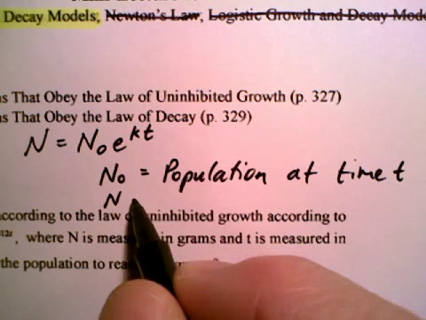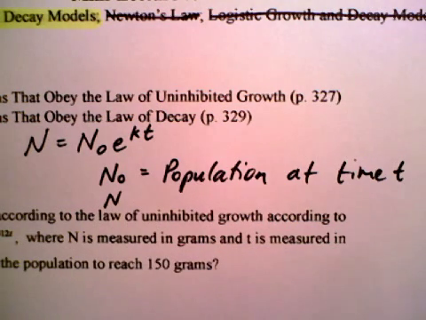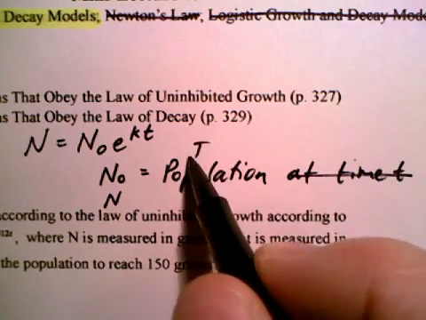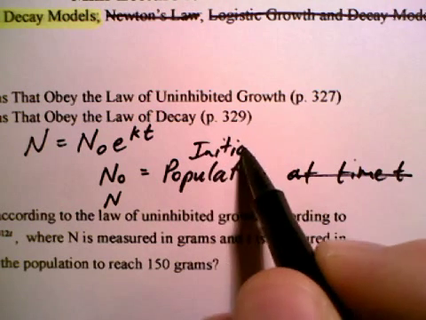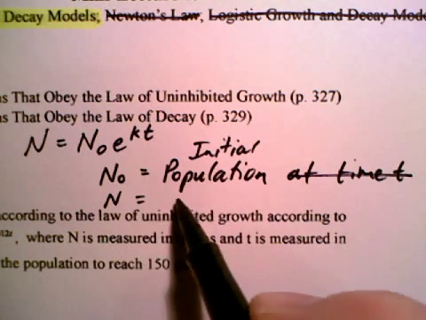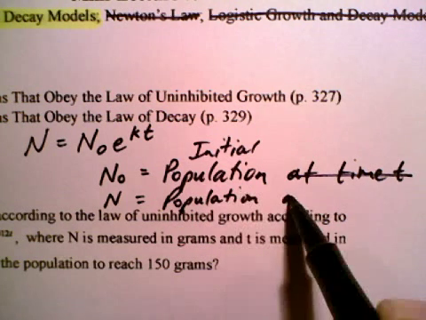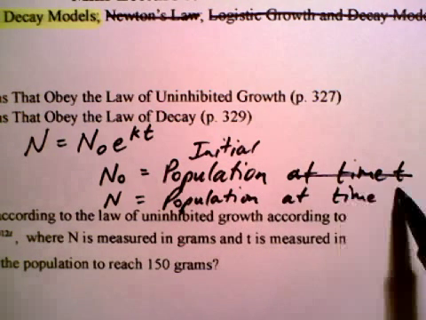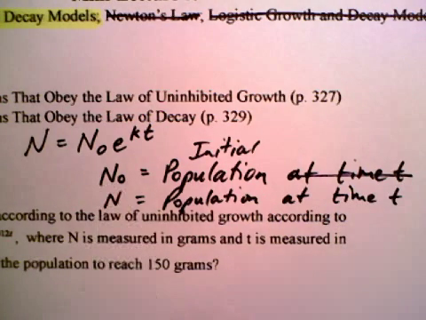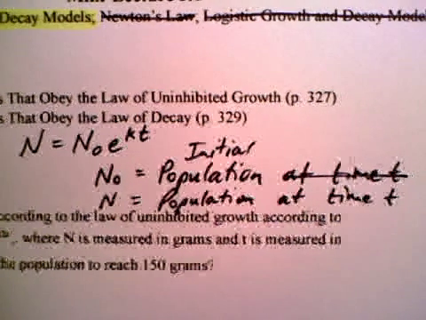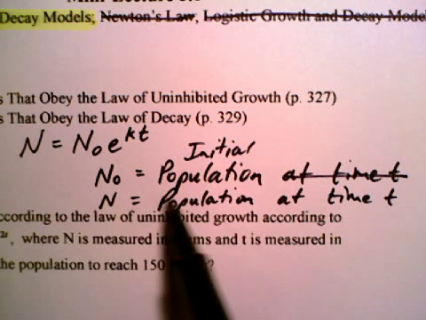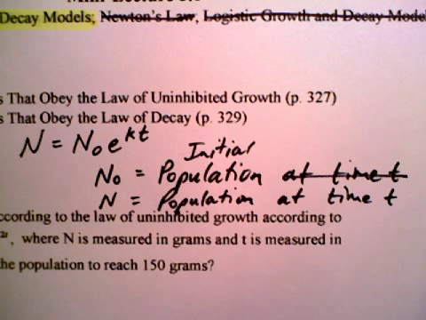Alright, N sub... Oh, I totally blew that, sorry. That is the initial... I don't want to start this video over. The initial population. The N is the population at time t. Okay, so just to clarify that: N sub 0 is the initial population. That's a constant. And N equals the population at time t. That's going to change depending on time.